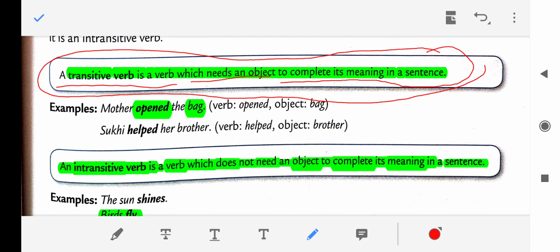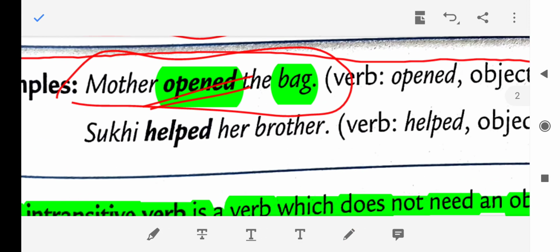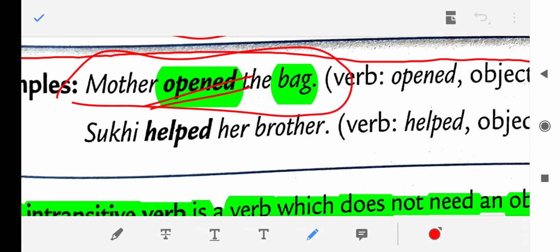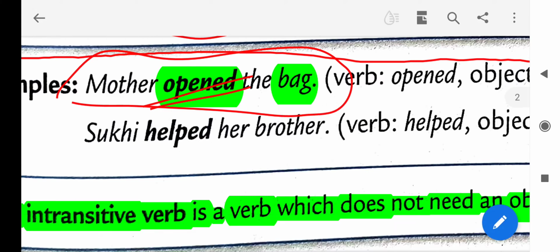Without an object, it won't become a full sentence. Like, mother opened the bag. In this sentence, which one is the verb? Opening is the verb, so mother is the subject. Okay, just a minute.